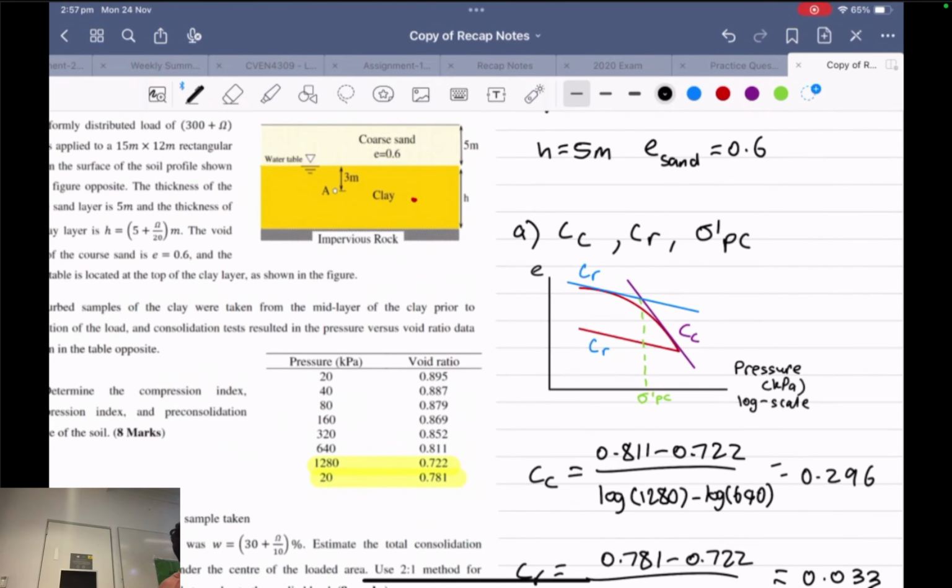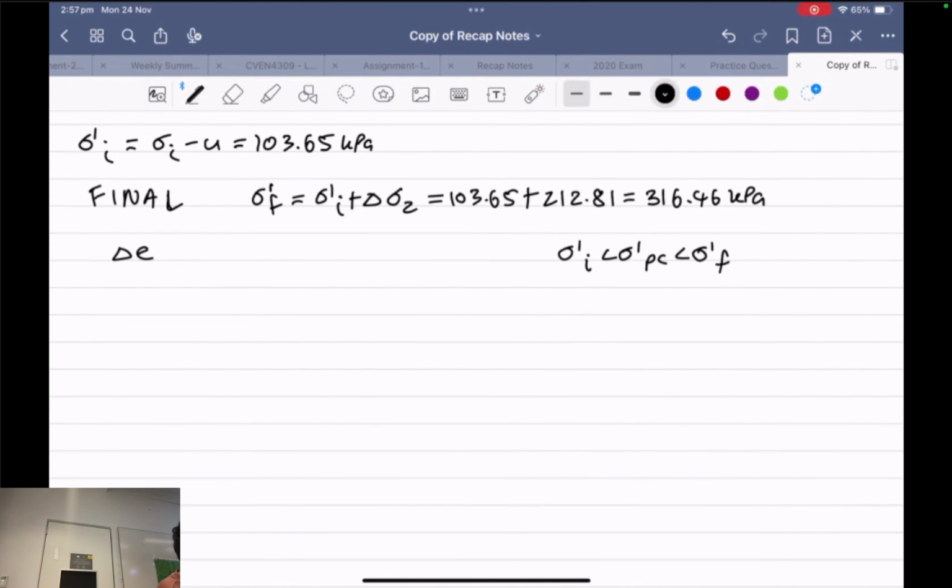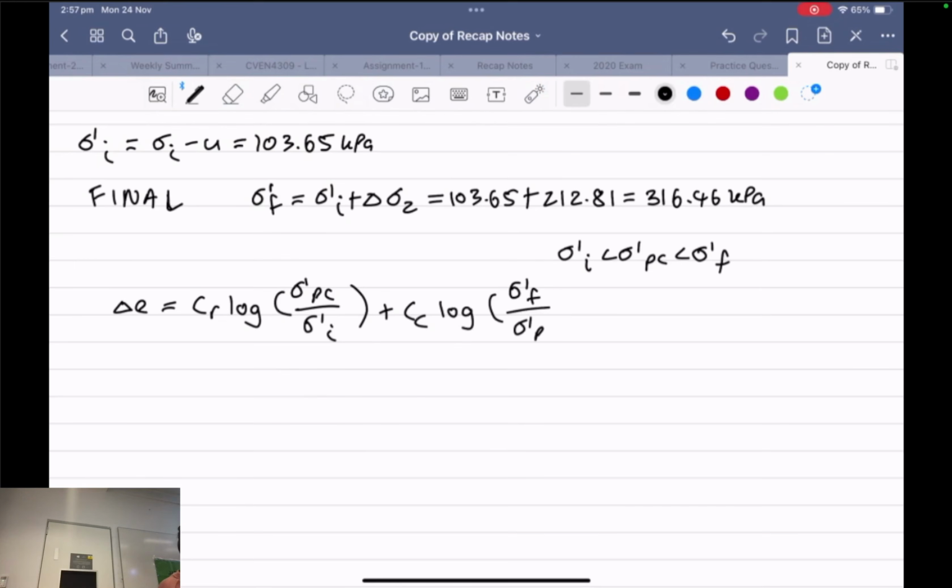Because if you imagine it on this graph, sigma dash PC is over here. We started over here and we're going all the way down here. So we're using both gradients, CC and CR. For the initial part, up until sigma dash PC, we use CR as a gradient. So delta E is equal to CR log sigma dash PC over sigma dash initial. And then for the second component, between sigma dash PC and sigma dash F, you use CC, which is CC log sigma dash F over sigma dash PC. Does that make sense to everyone?